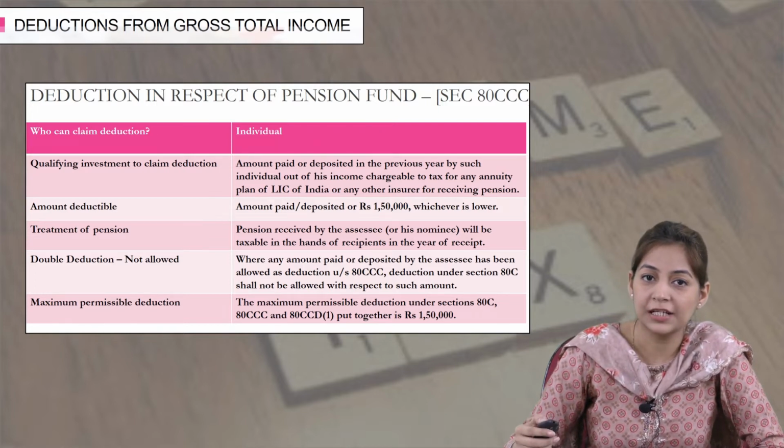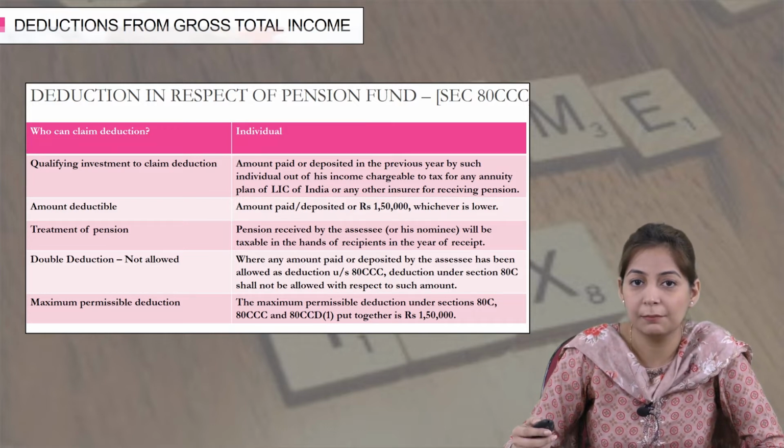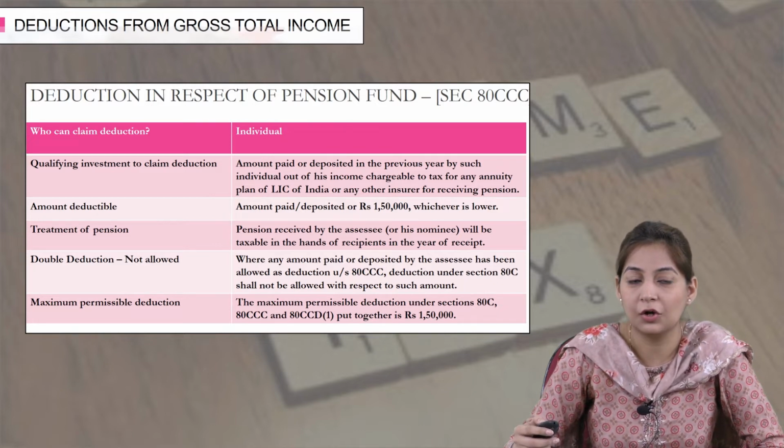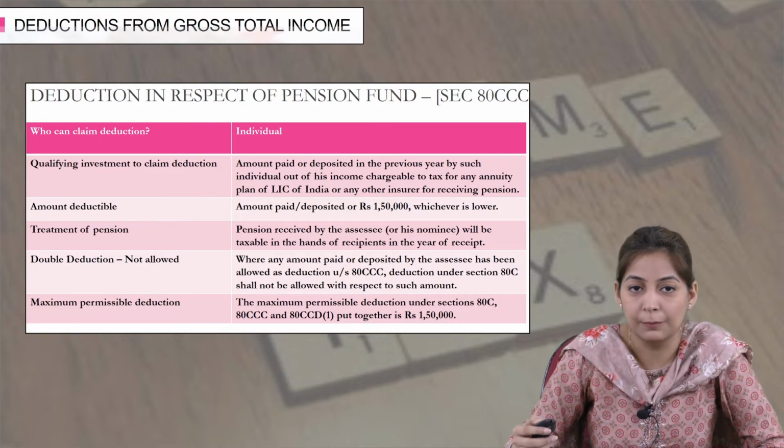If the contribution has been made by employer, you have to remember the rate, that is 10% of salary, and if the person is self-employed, the rate is 20% of his gross total income. So, this is section 80CCD1 where the contribution is made by the employee himself.